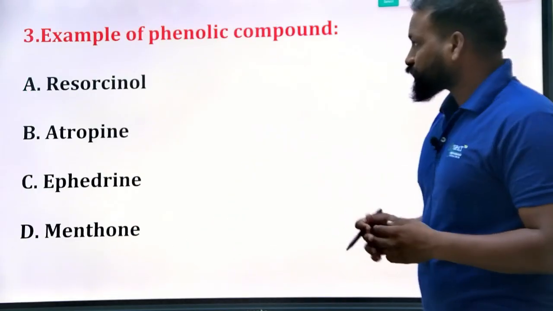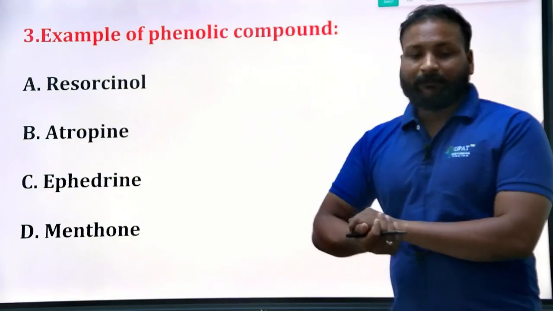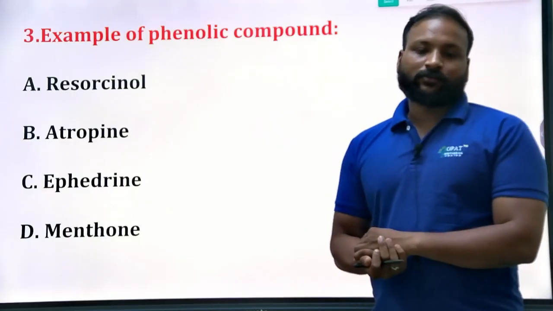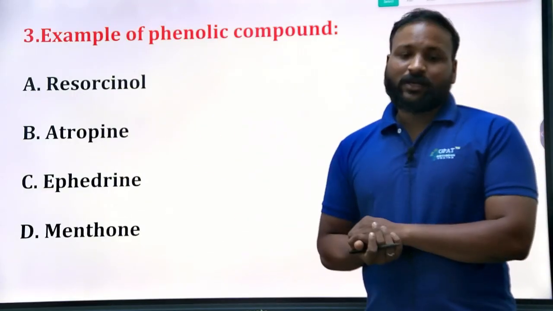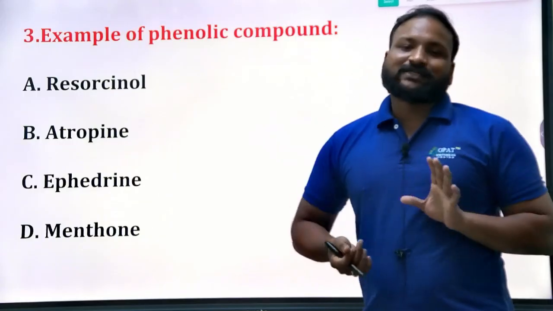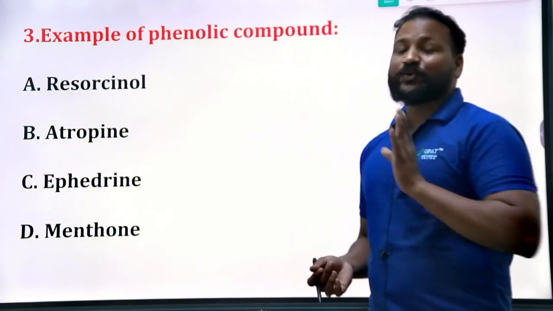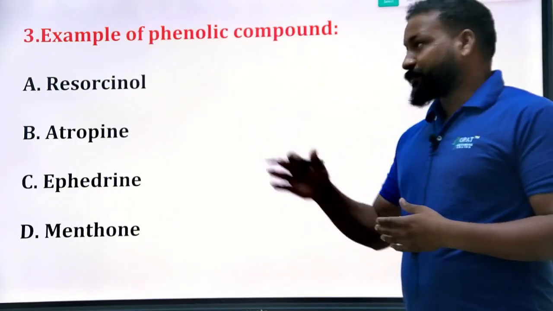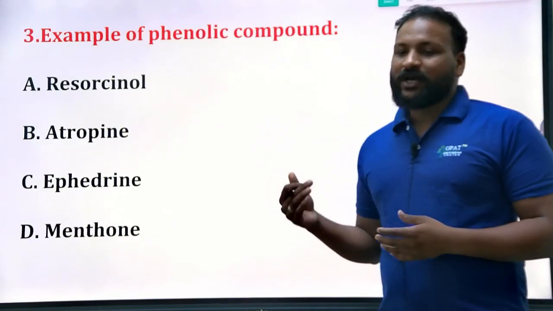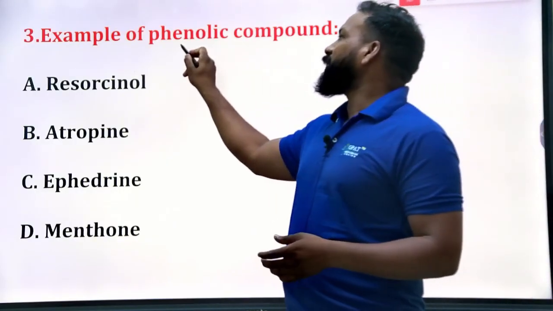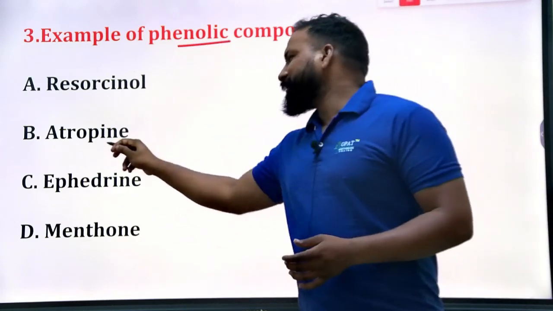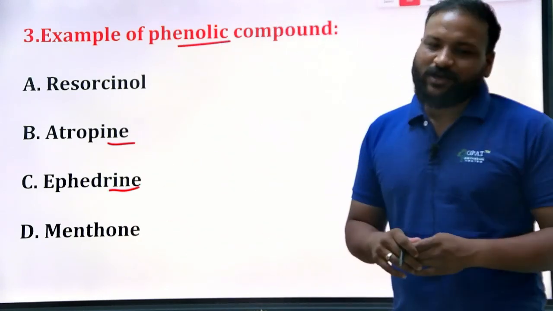Now, example of a phenolic compound. Which of the following is an example? Now the question is suffix as a clue. Till now we had two questions based on prefix, and now the question is from suffix. Which of the following is a phenolic compound? The suffix -ine stands for alkaloid, right?